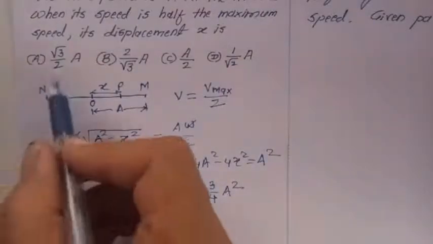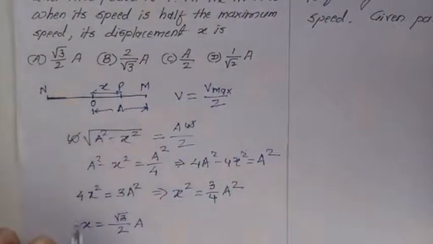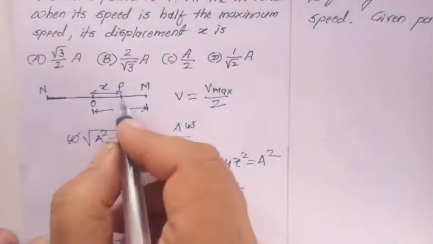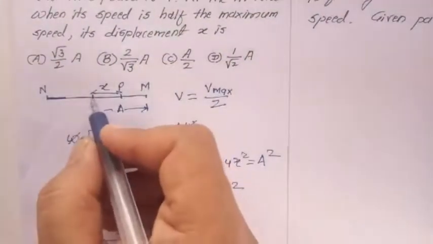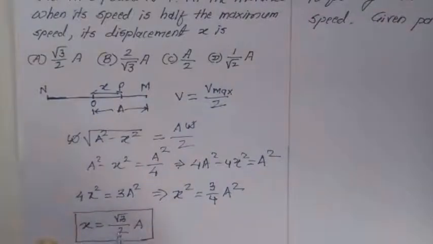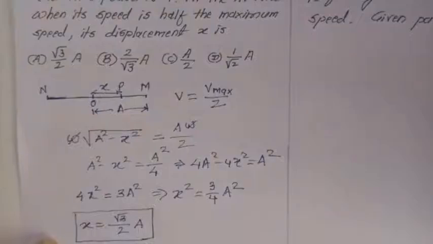That is the option given here: under root 3 by 2 into a. That is your answer. Means you can say at this distance the velocity of the particle is half of its maximum speed. Maximum speed is at the mean position. At this point, at a distance root 3 by 2 into a, means when we multiply the amplitude by this factor under root 3 by 2, we get half of the maximum speed. Yes. Now this is the solution of this answer.